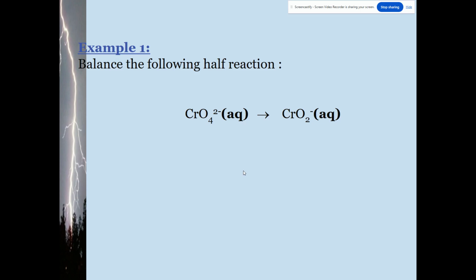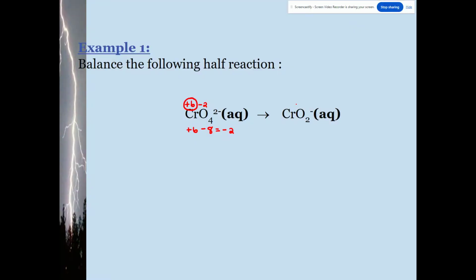So balance the following half reaction. So we have CrO4 2 negative becoming CrO2 negative 1. So if I start with oxidation numbers, oxygens we know are always -2 unless they're in hydrogen peroxide. There's 4 oxygens, so this adds up to -8. The net charge of this ion is -2, so I need a +6 from my chromium to add up to -2.